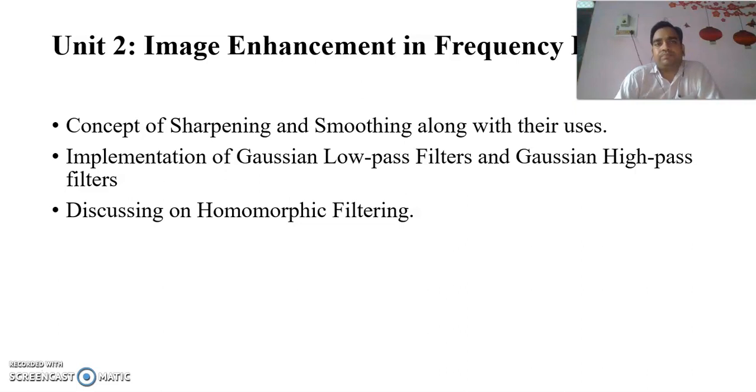In this unit, we will discuss how we can sharpen and smooth images in the frequency domain, and how we can implement the various filters given in the frequency domain, such as Gaussian low pass filters and Gaussian high pass filters. We will also discuss homomorphic filtering. All these things will be discussed in detail, and the units will be covered, as this is only a brief introduction of what we will be covering.